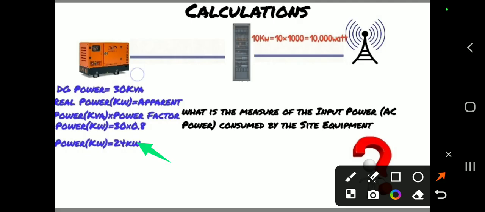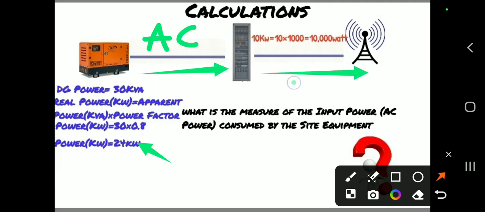From here to this place, we have AC power supply, and from here to this place, we have DC power supply. We see that right here we have this load in DC, so we must convert this DC power to AC power. Then we can draw the conclusion of how much this generator is loaded, by what percentage it is loaded.